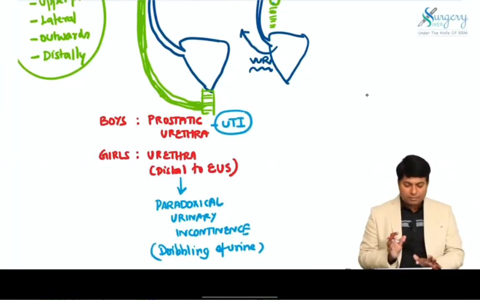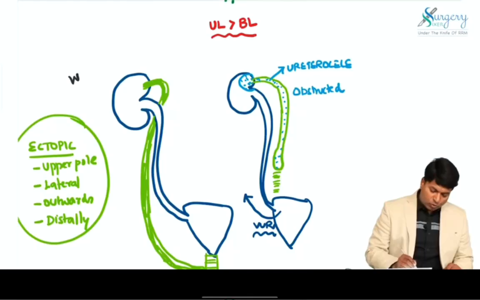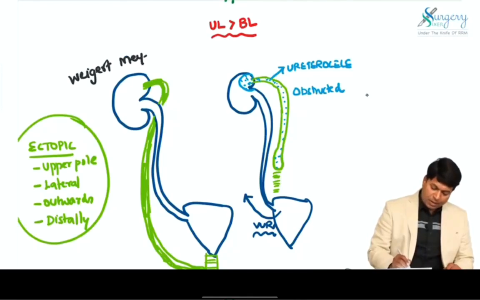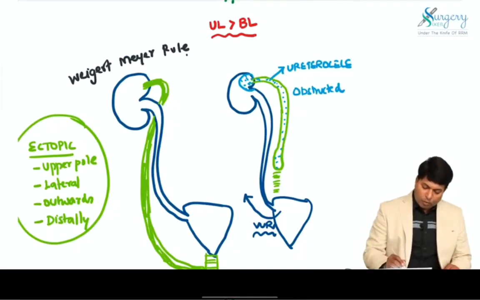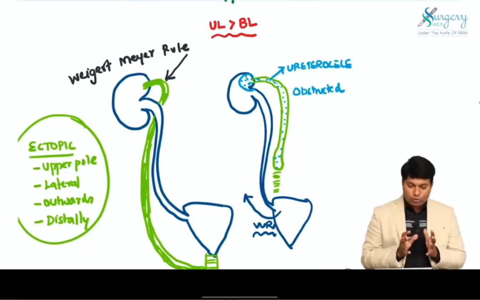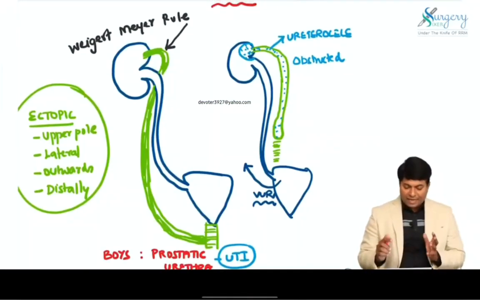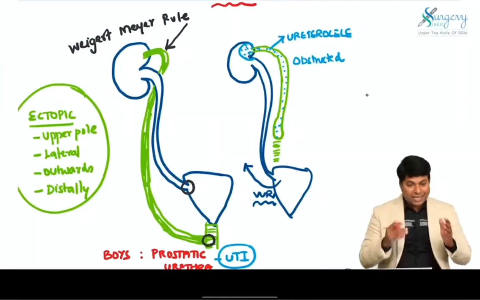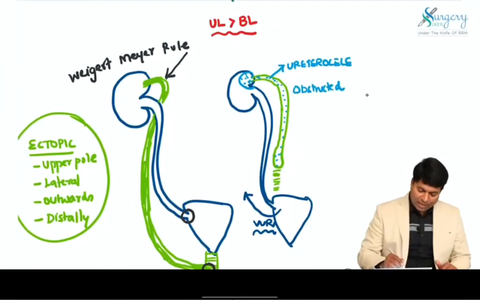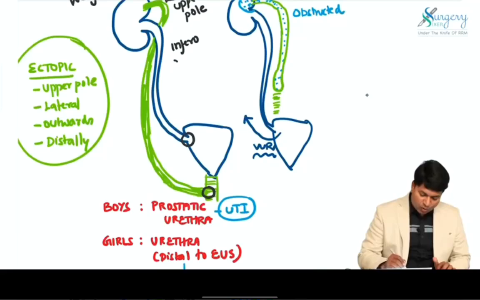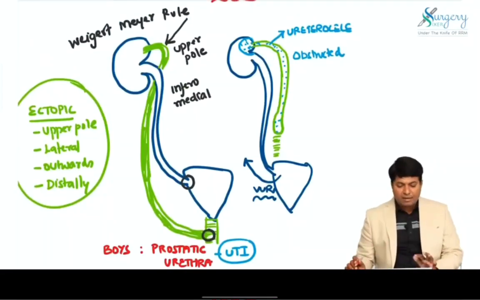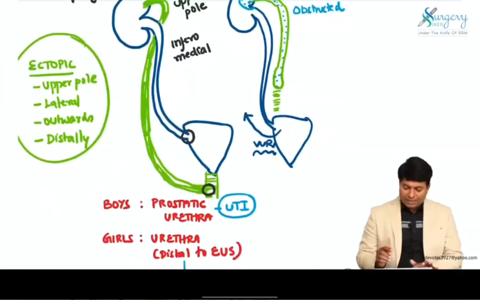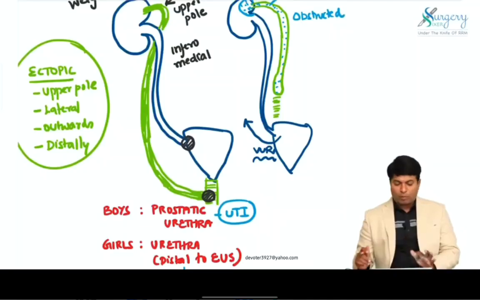There is a rule mentioning this, known as the Weigert-Meyer rule. What does this rule say? The upper pole ureter is usually the ectopic ureter, and its orifice is usually inferomedial. This is the normal orifice, and this is inferomedial to the normal ureteric opening. Upper pole is ectopic, and it will enter inferomedial to the normal ureter. So this is the Weigert-Meyer rule.